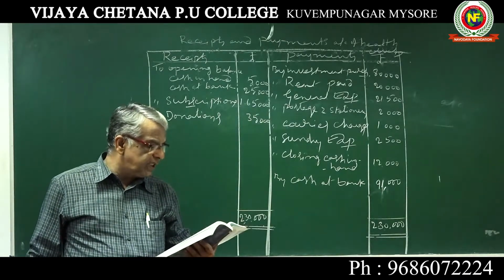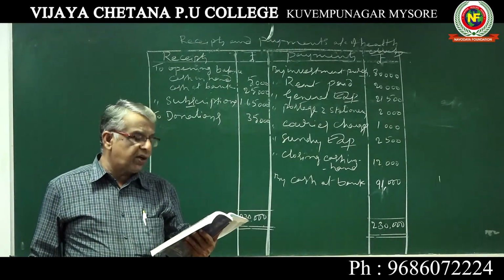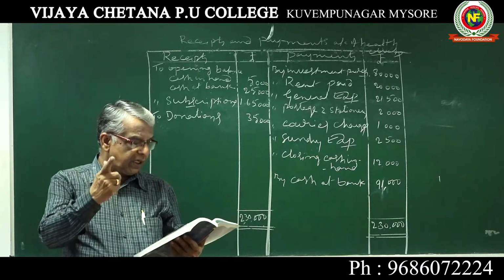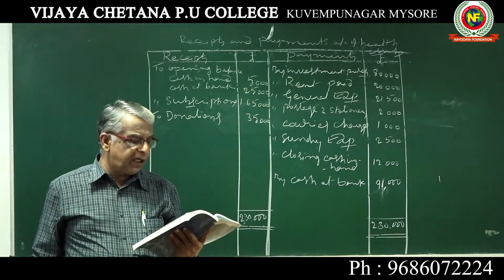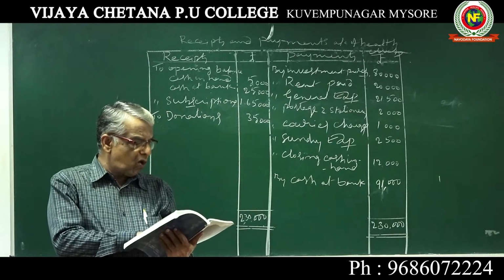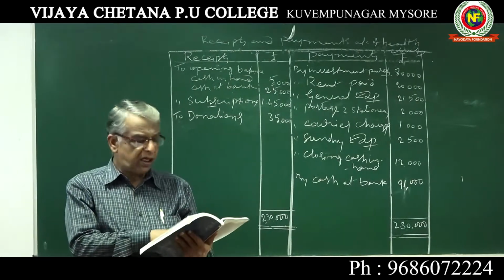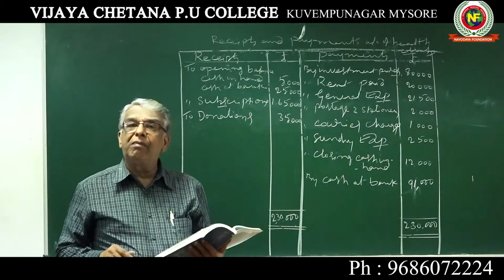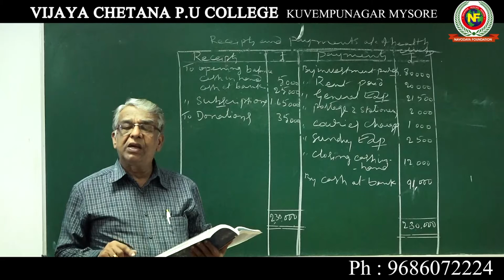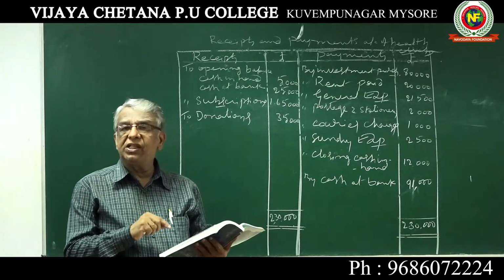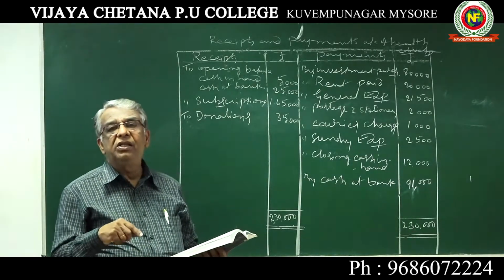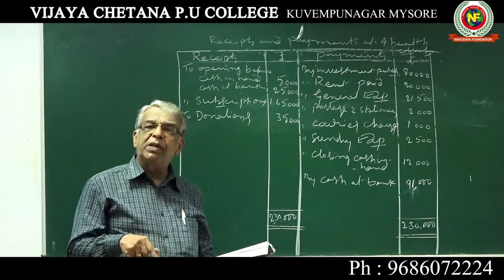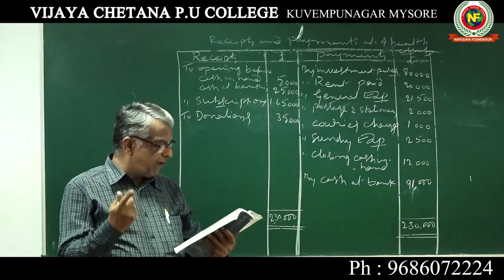Adjustment number 1: it was decided to treat 50% of the amount received on account of legacies and donations as income. He has given 50% of legacies and donations that you have received; that has to be treated as income, and another 50% has to be treated as a capital fund.